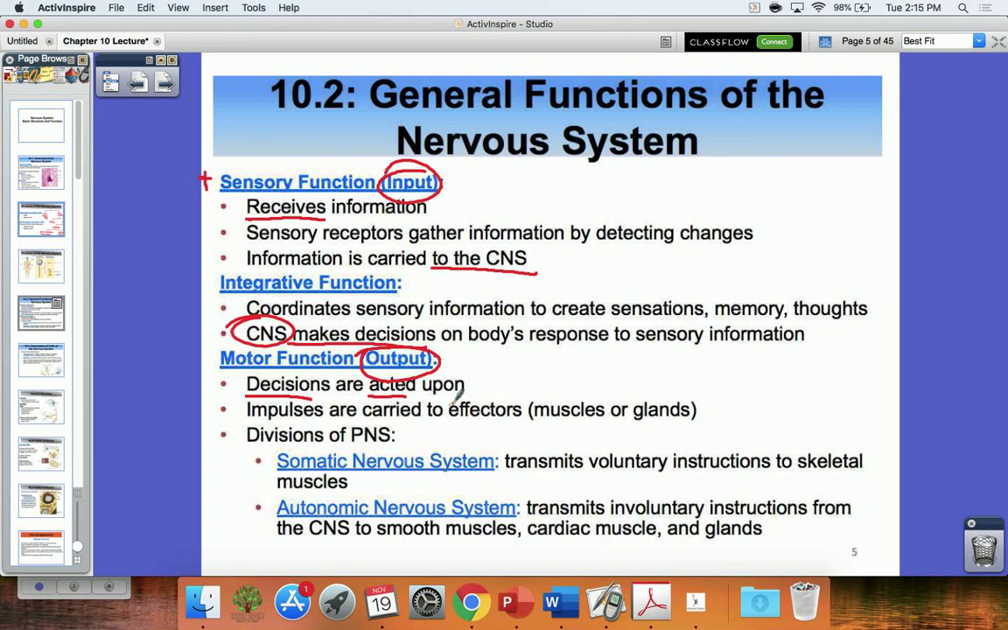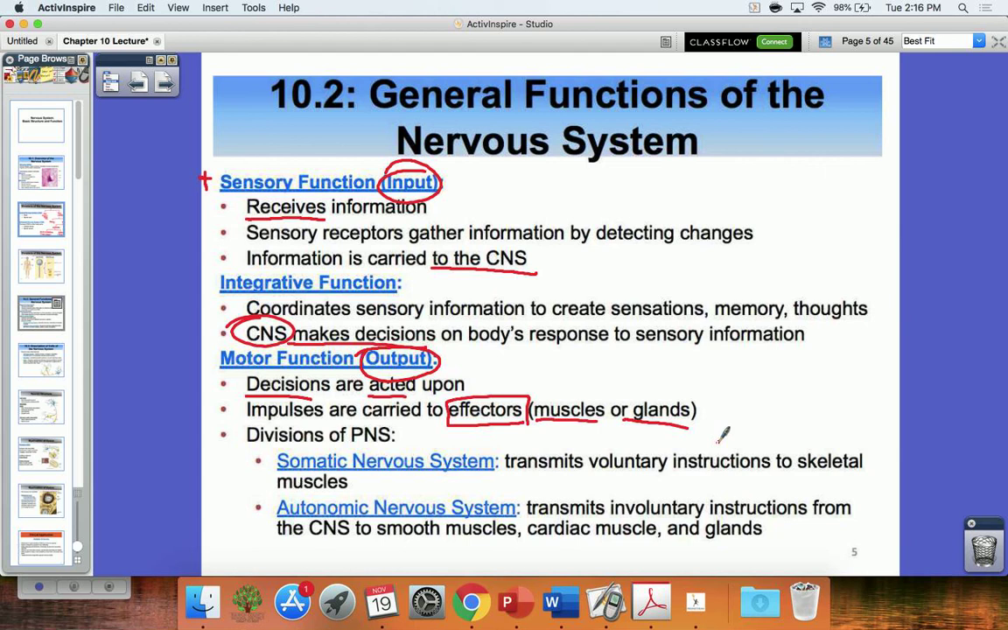And whatever it sends a signal to is called an effector. An effector can be a muscle or a gland. The example that I was just giving you, for instance, if we are touching a hot stove and we pull our hand back, those muscles contract, and so those muscles are the effectors.